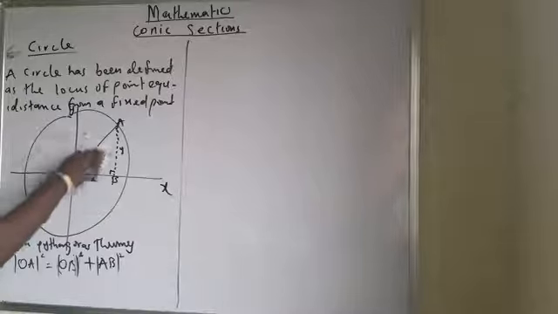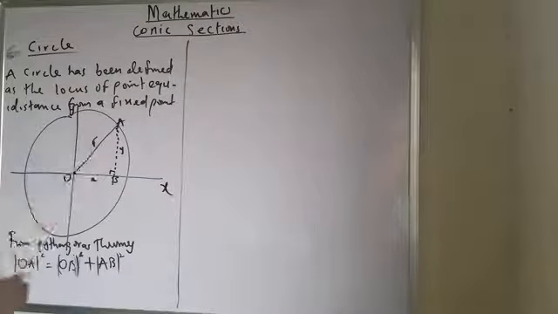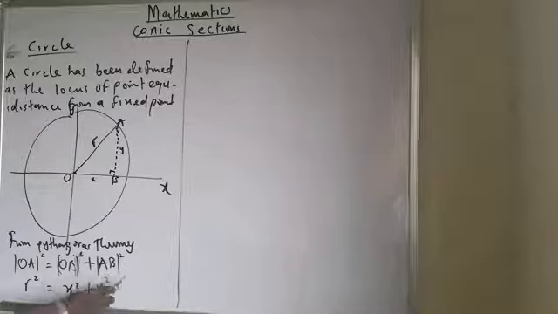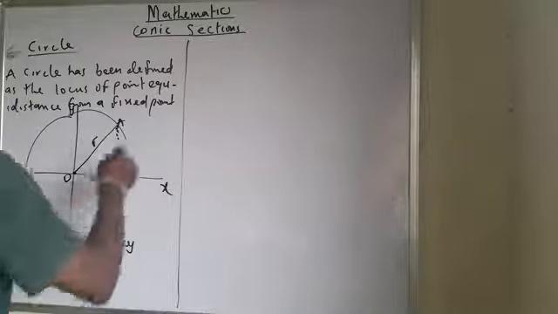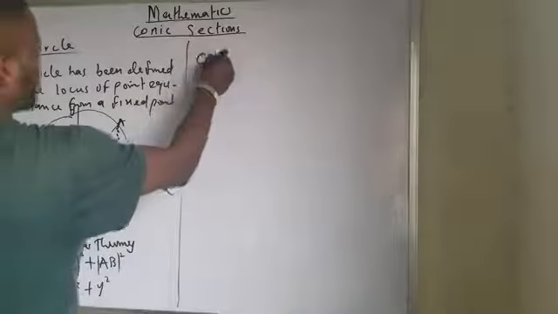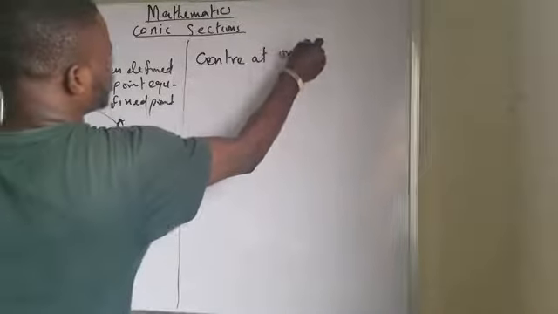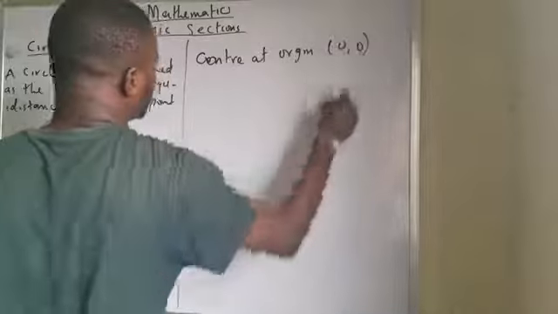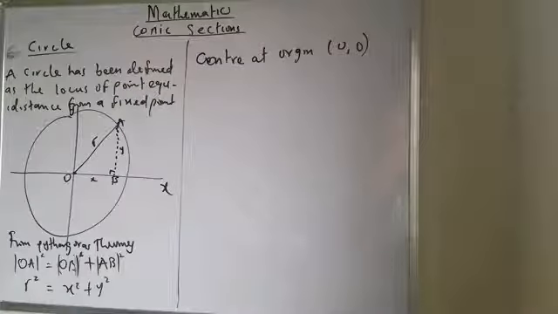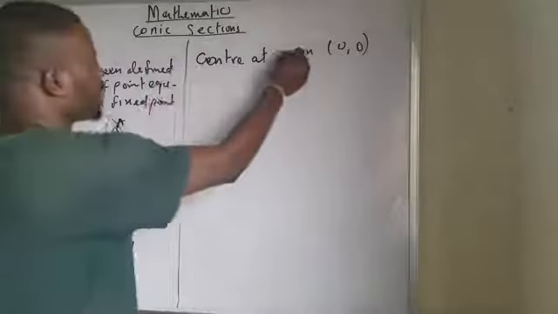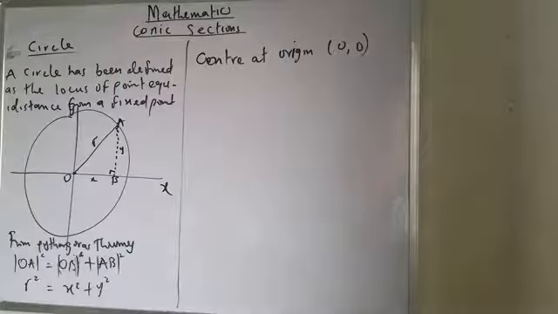Now let me use it as my small r. My small r, which is my radius, squared equals x squared plus y squared. Now it means the center is at the origin, which is (0, 0). Now it centers at what? At the origin, which is (0, 0).